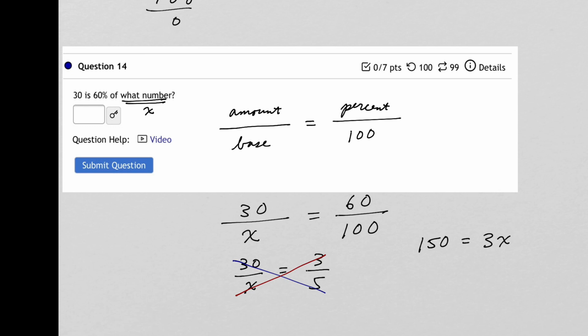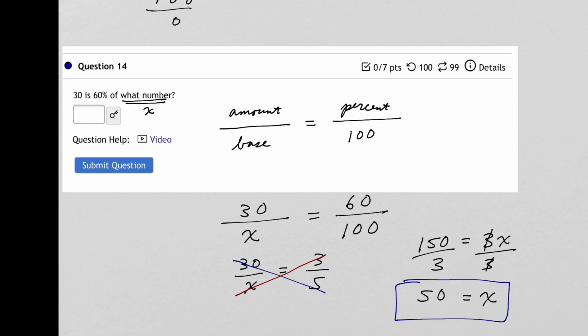And then how do I solve for x? Well, I have to divide both sides by 3. You could rewrite it on the other side, just left it on the right-hand side for this one. And then x is going to equal, well, 150 divided by 3 is 50. So that would be my answer. Right? 30 is 60% of 50.